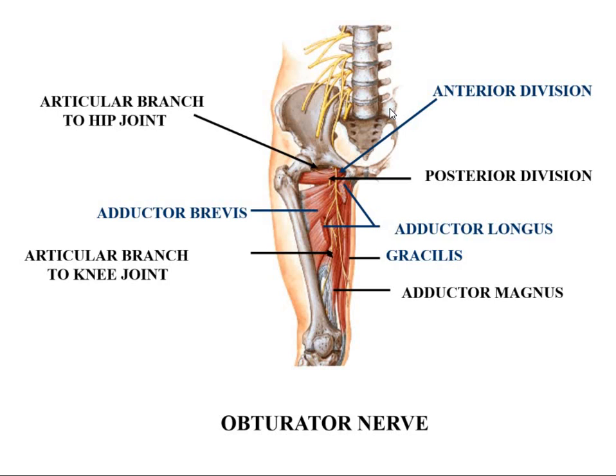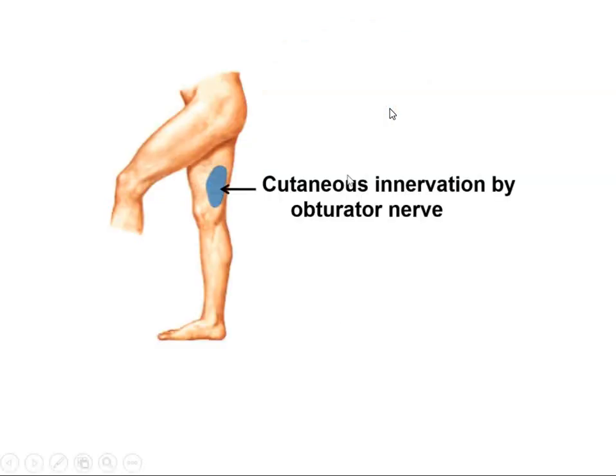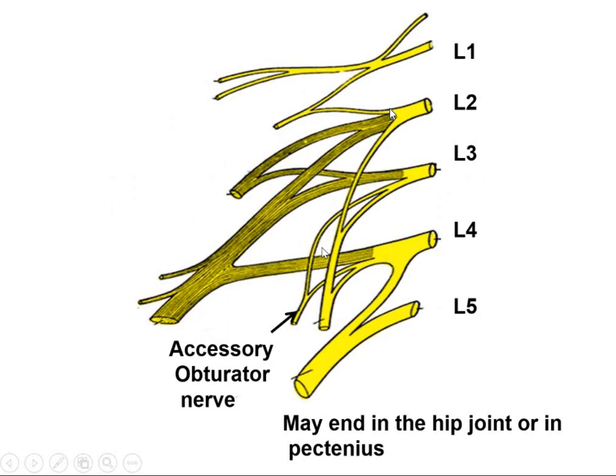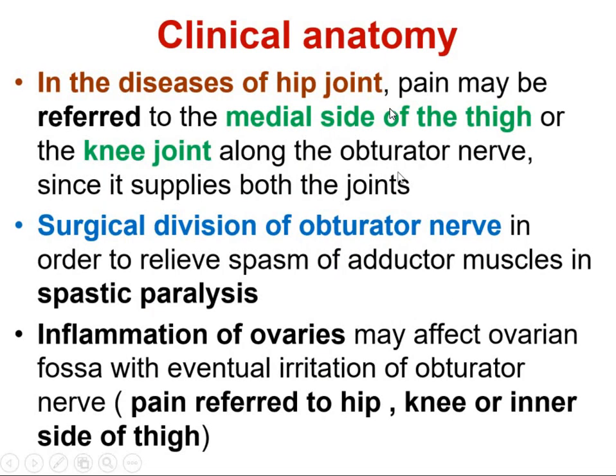Same diagram showing different branches to the different muscles. Cutaneous innervation would be here on the medial aspect. This is the formation. Then comes the clinical anatomy.